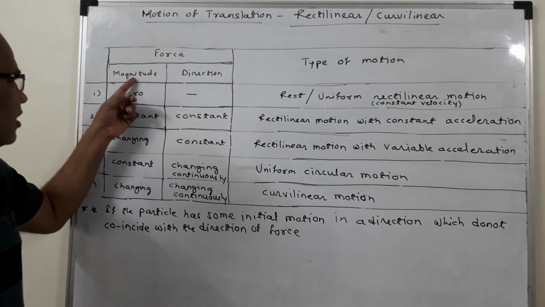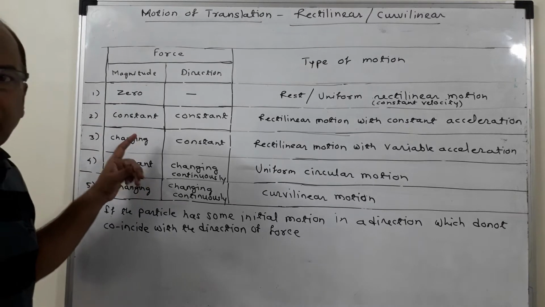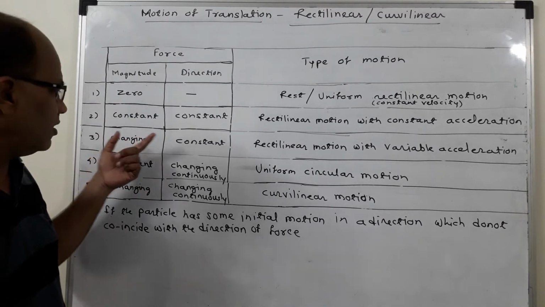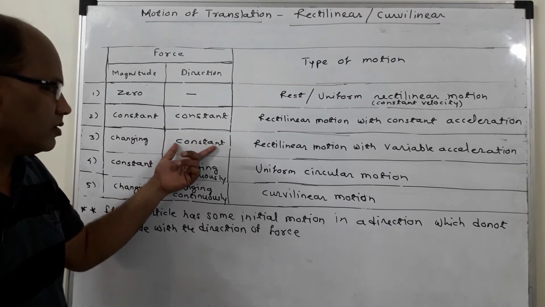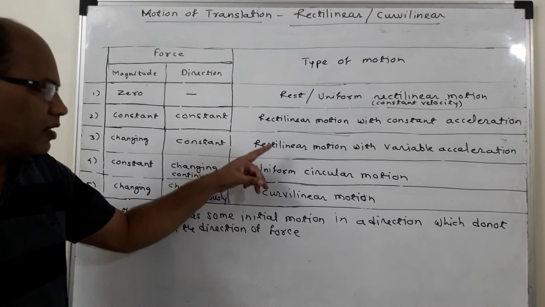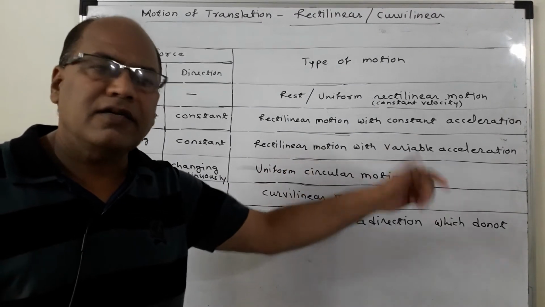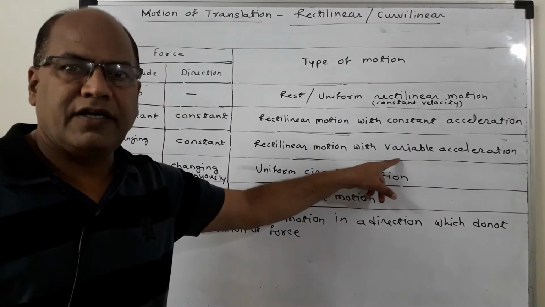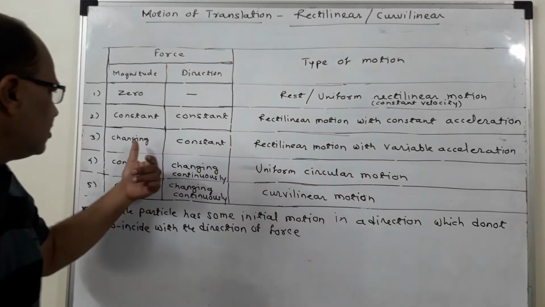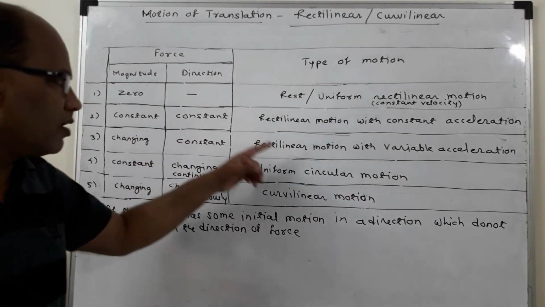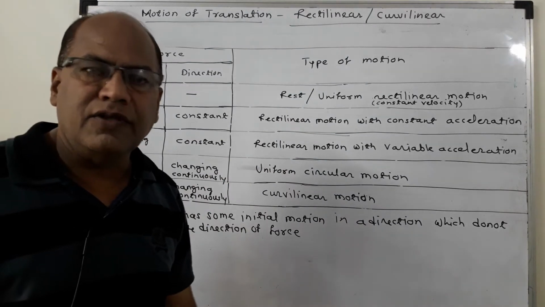Case number 3. Now I am considering that the magnitude is not constant, it is changing. So if the magnitude of the force is changing continuously and its direction is constant, the body or the particle still remains in rectilinear motion, but the acceleration will not be constant, it will be variable. So if the magnitude is changing and the direction is constant, the particle will perform rectilinear motion with variable acceleration.